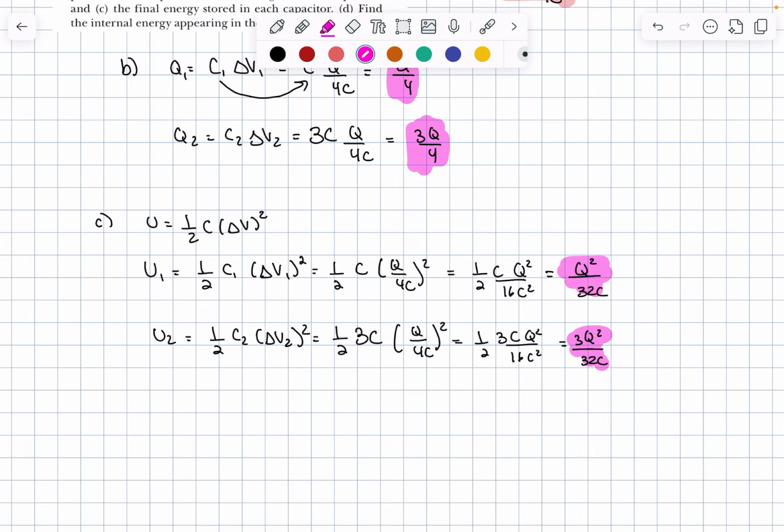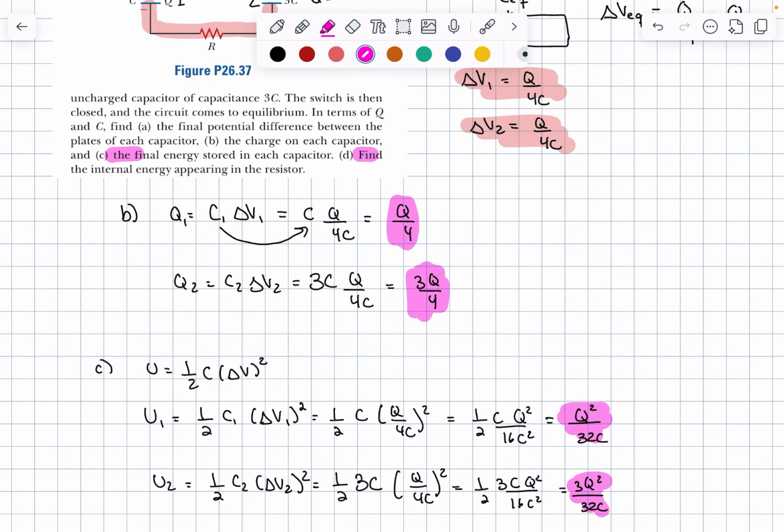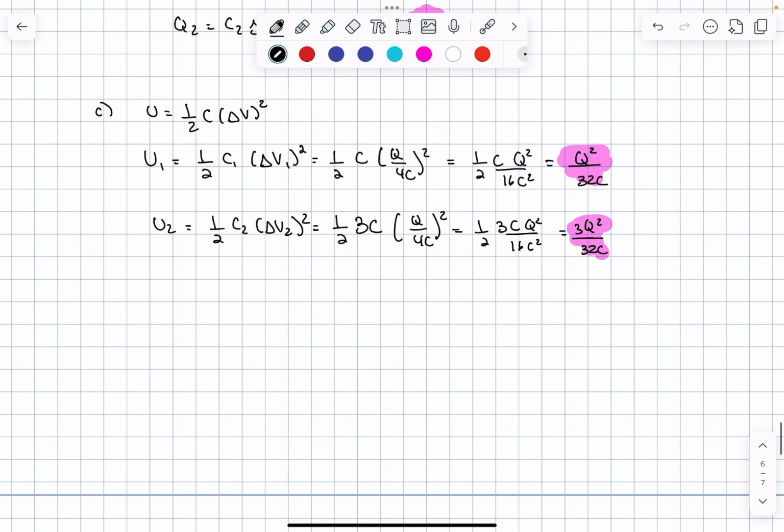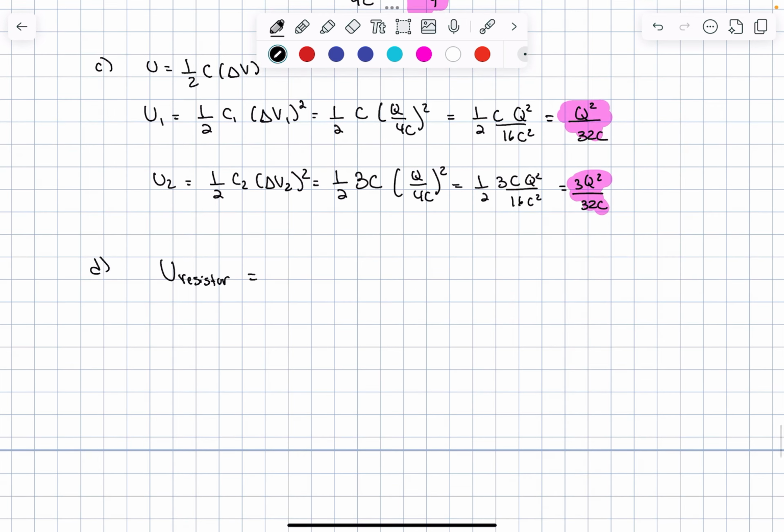The last question says, what is the internal energy appearing in the resistor? So the idea is, initially, we had a certain amount of energy here, and at the end, we had a certain amount of energy here, and a certain amount of energy here, plus some energy that left us in the resistor. So what we're going to have to do is figure out U resistor, so how much energy went to the resistor, and that's going to be equal to how much did we have initially minus how much did we have at the end, so UE1 plus UE2.